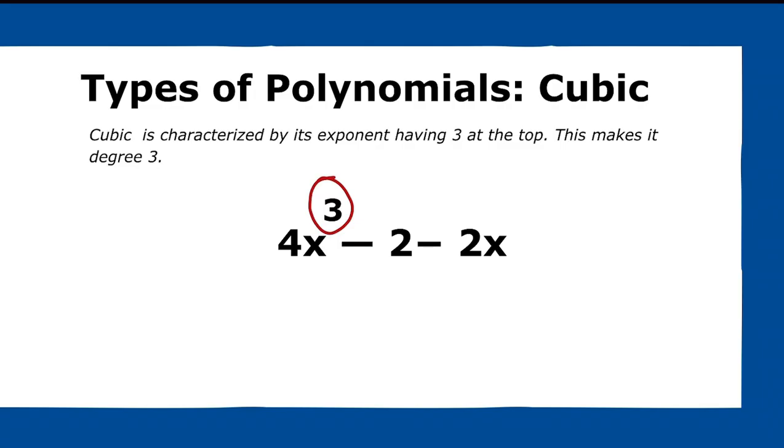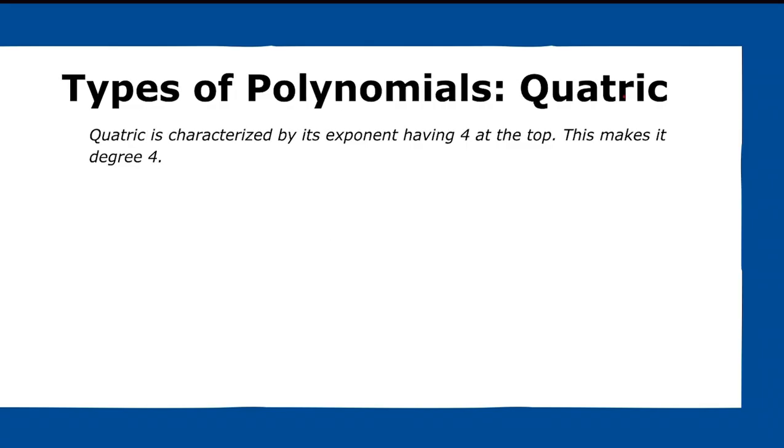Now we're going to go on to quartic. Quartic is characterized by its exponent having 4 at the top. This makes it degree 4, okay? So I can have 5x to the power of 4 minus 2 minus 2x, and that 4 on that first term and leading term, 5x to the power of 4, is what makes it degree 4. It makes it quartic. And as you see here, you can see the repetition and the pattern going on here, okay? But then this eventually stops at the nth power, which is degree 11, I believe.